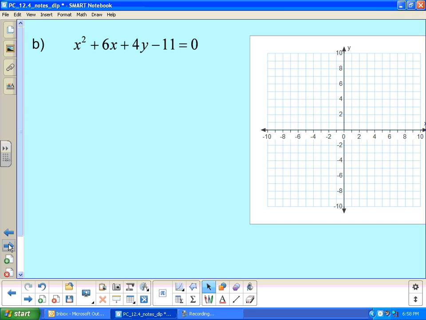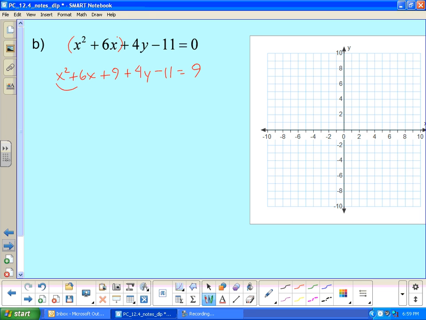But if you want to try it on your own, you might want to pause right now and then check in just a second. So completing the square, we would take a look at those. Take half of 6 and square it, and I get a 9. I got to add that 9 to the other side. Now I'm going to take this and make it a binomial square.